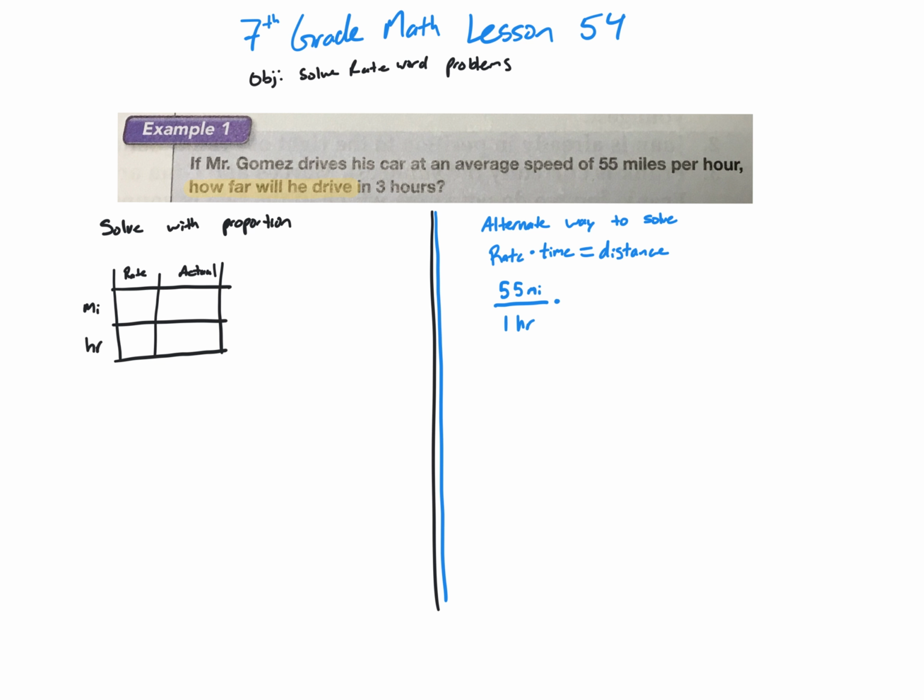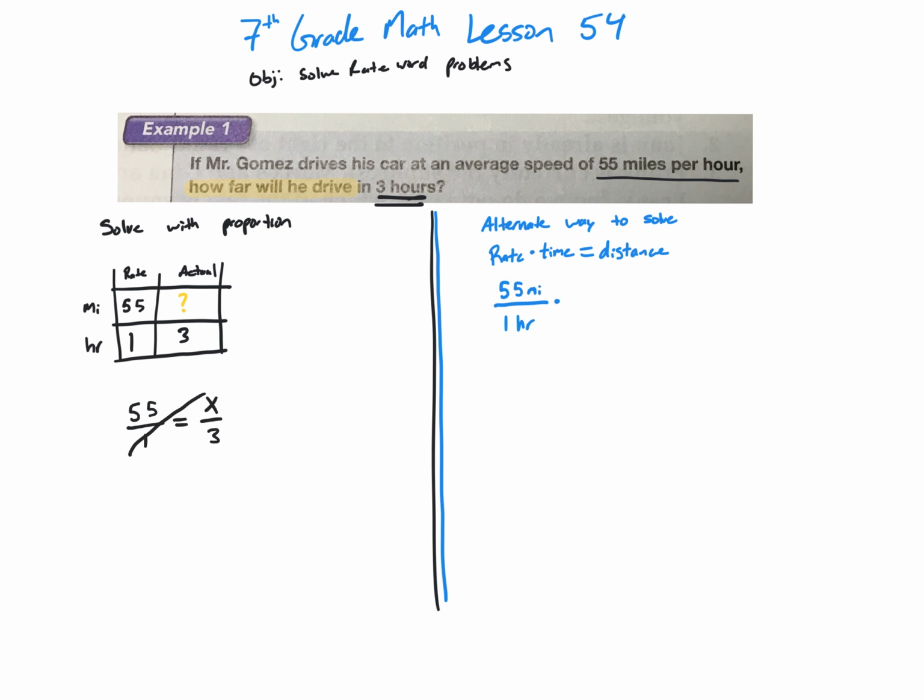So the rate they gave us is 55 miles per 1 hour, per hour. So this is going to be 55 miles in 1 hour. And then in actual reality, we're looking for that distance, right? So we're looking for this number. How far did he actually go in miles? And it tells us that he went for those 3 hours. So we can set up this proportion. We can say 55 over 1 is going to equal, I'll call that x over 3.